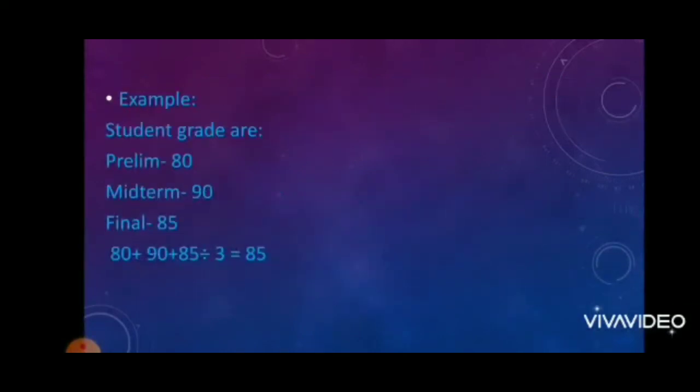For example, prelim 85. We will add it together, 80 plus 9, divided by 3, and the result.